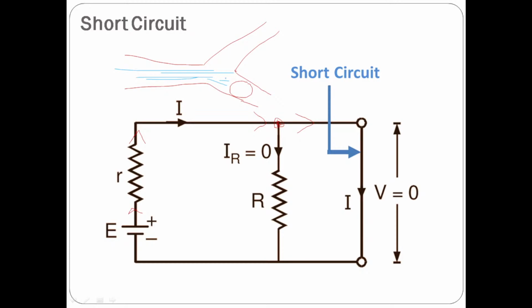Water was there here. You can always compare water flow with the current flow. So the same amount of current I will flow in this path instead of flowing in this path. No current will come out of this resistor. So that is known as short circuit. Now let us see what is meant by an open circuit.